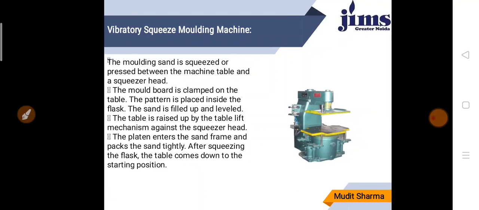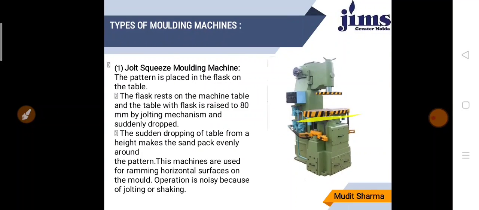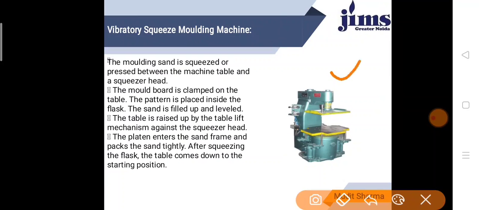Next is the vibratory squeeze molding machine. The molding sand is squeezed or pressed between the machine table and squeezer head. You can see in this given figure, the mold board is clamped on the table, the pattern is placed inside the flask, and the sand is filled up to a particular level. The table is raised up by the table lift mechanism. The platen enters the sand frame and packs the sand tightly. After squeezing the flask, the table comes down to the starting position.